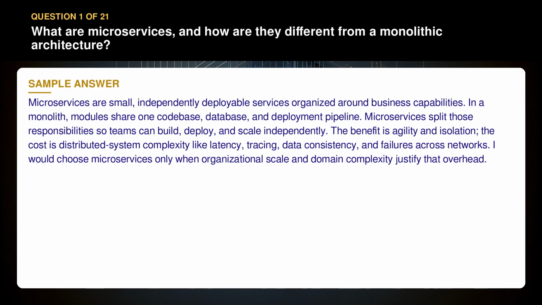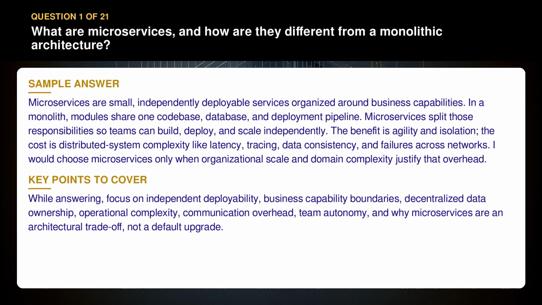The benefit is agility and isolation. The cost is distributed system complexity like latency, tracing, data consistency, and failures across networks. I would choose microservices only when organizational scale and domain complexity justify that overhead. While answering, focus on independent deployability, business capability boundaries, decentralized data ownership, operational complexity, communication overhead, team autonomy, and why microservices are an architectural trade-off, not a default upgrade.